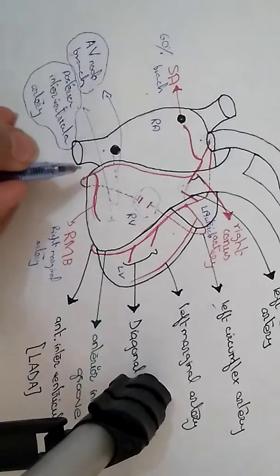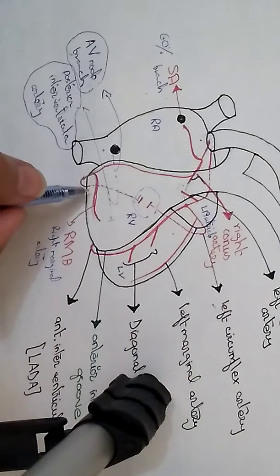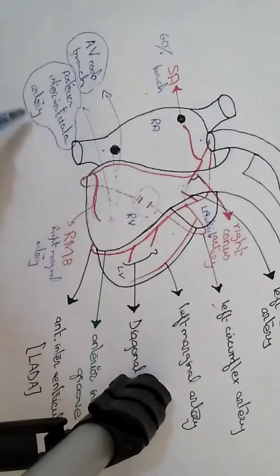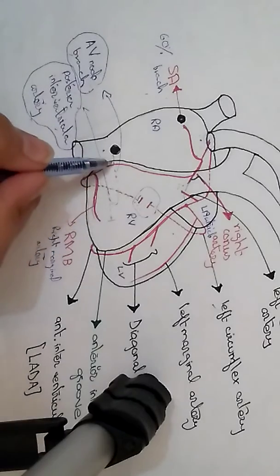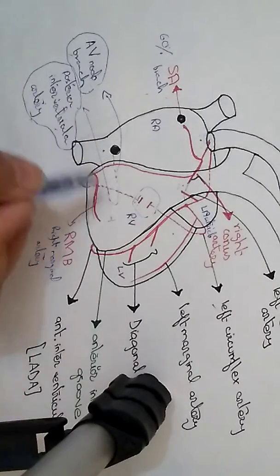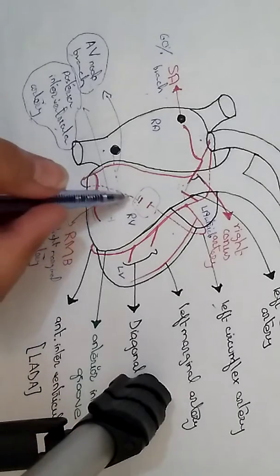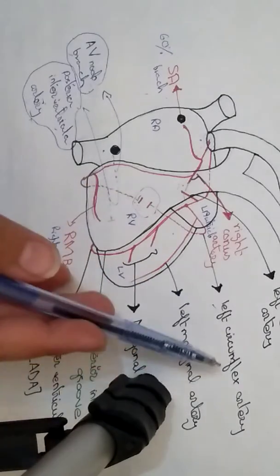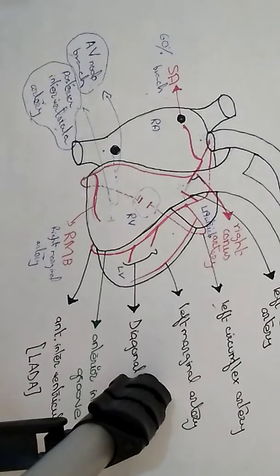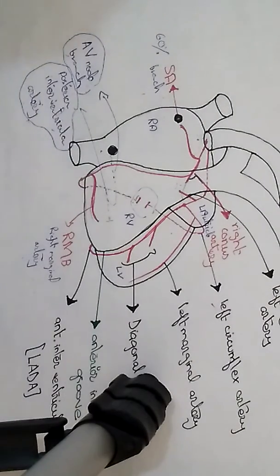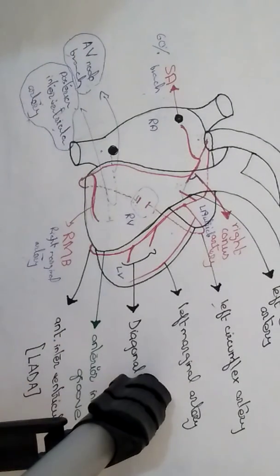Then it goes round posteriorly, where it gives the posterior interventricular artery before the crux, and from the posterior interventricular artery another branch arises, known as the AV node branch. Finally, the right coronary artery anastomoses with the left circumflex artery. So this is the short discussion on the second part of the arterial supply of the heart. Hope you understand.